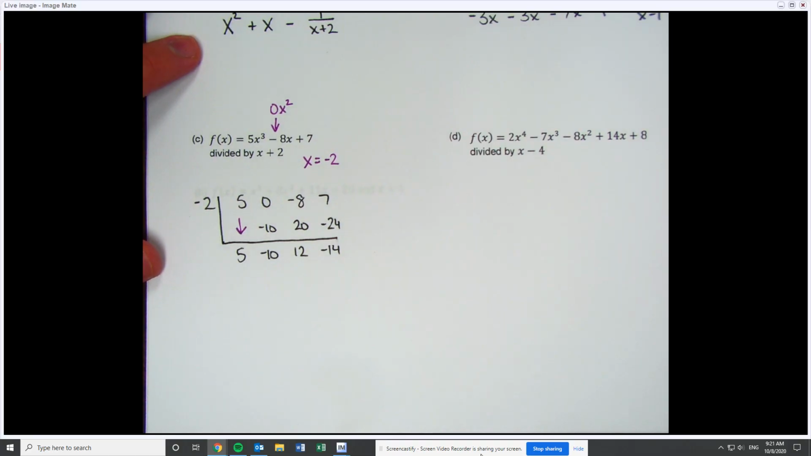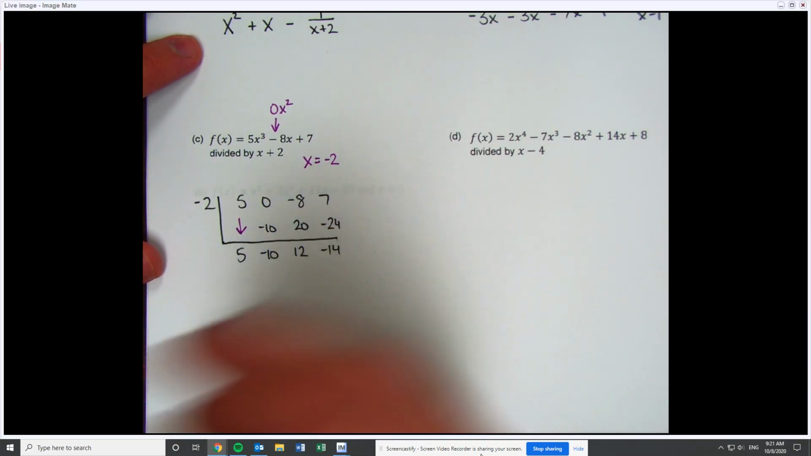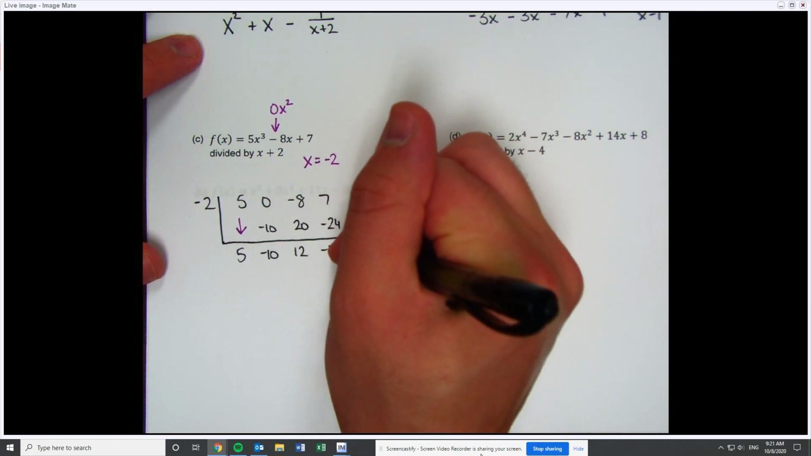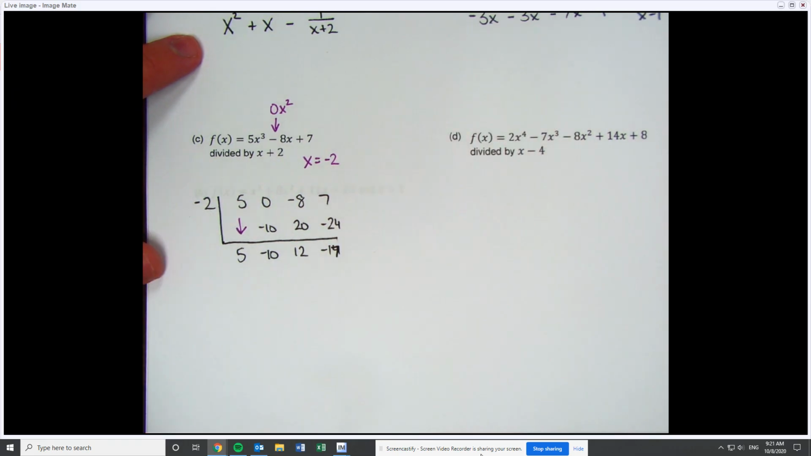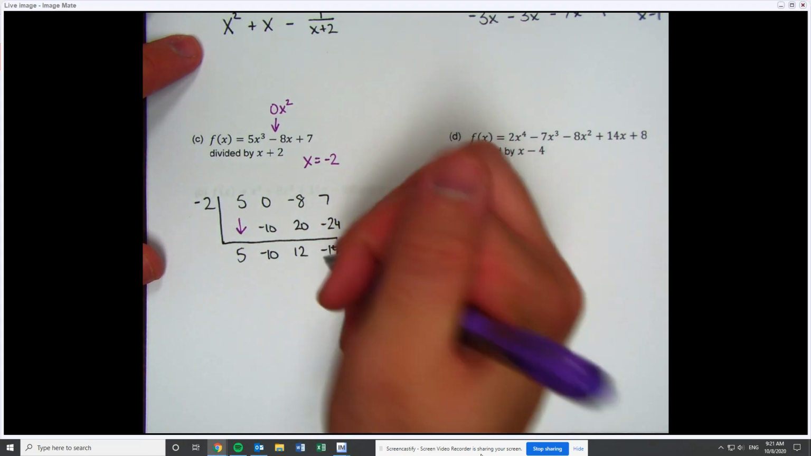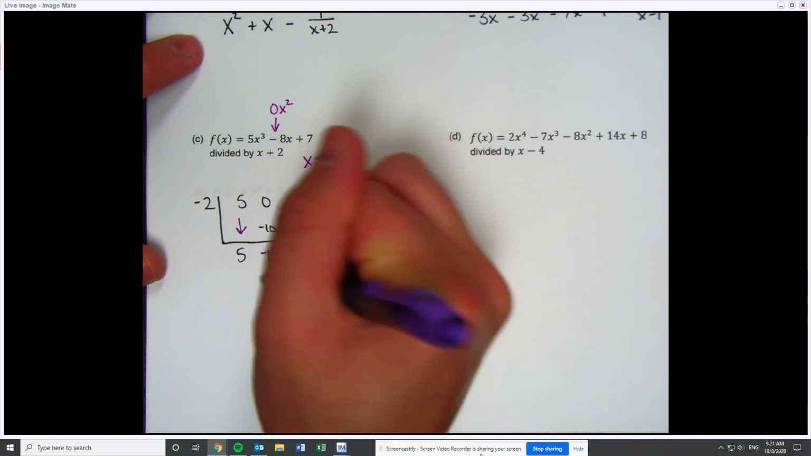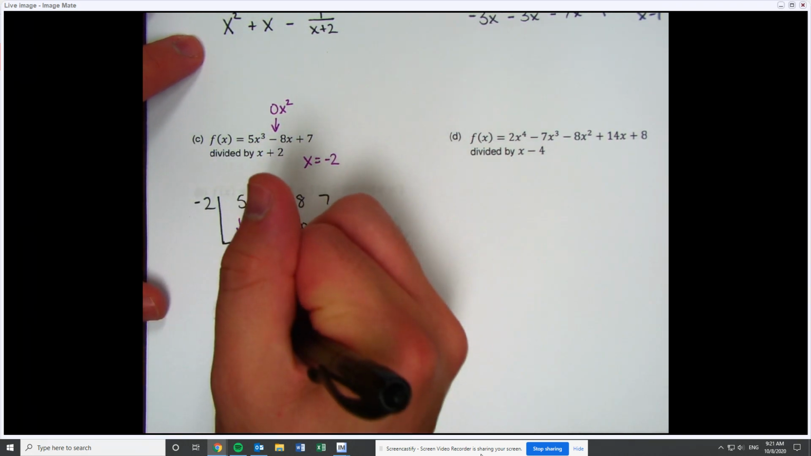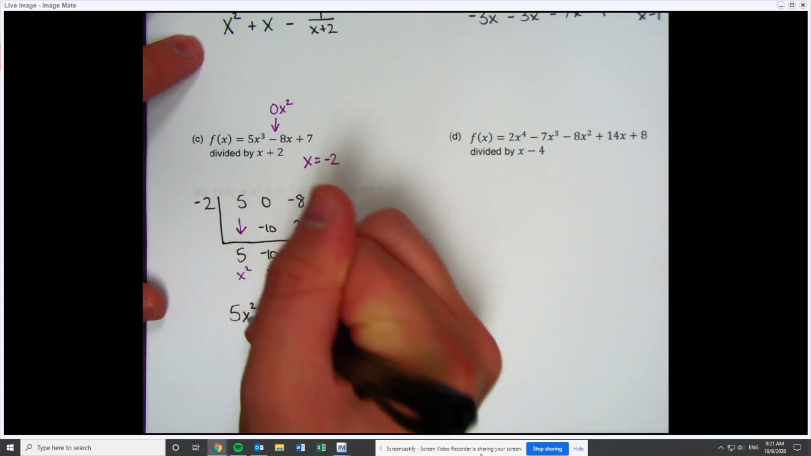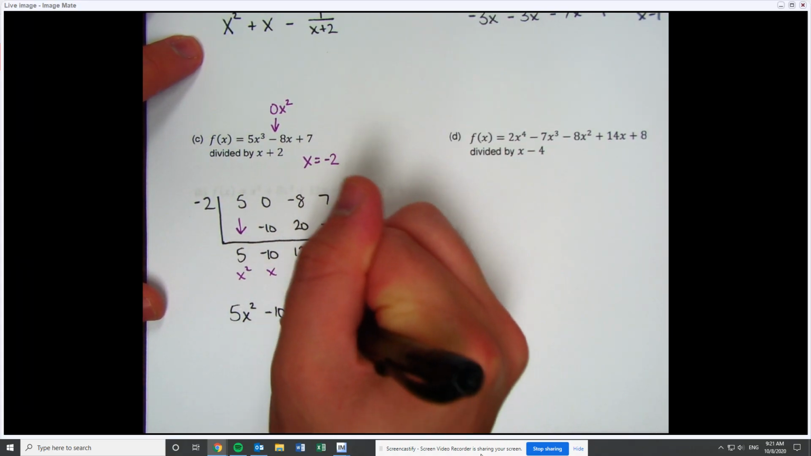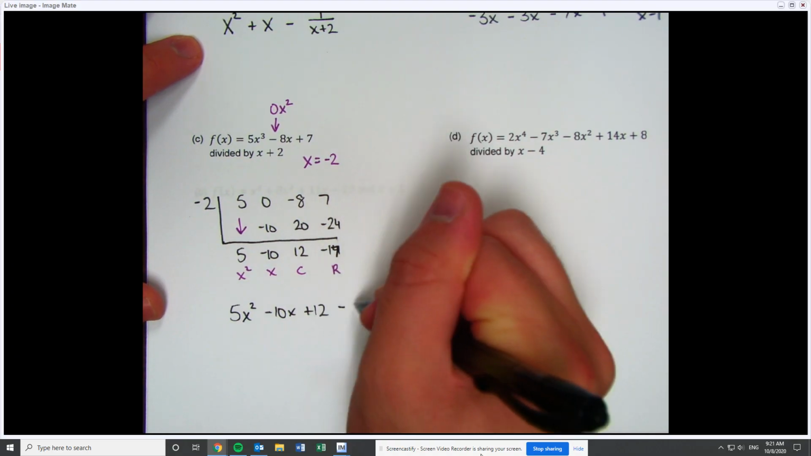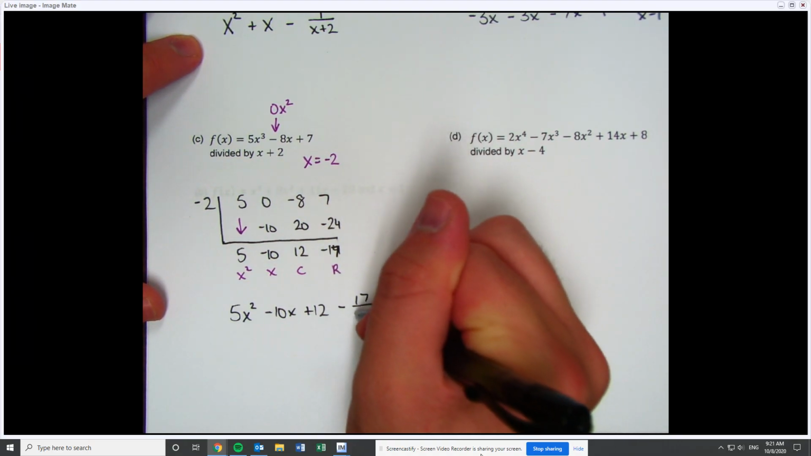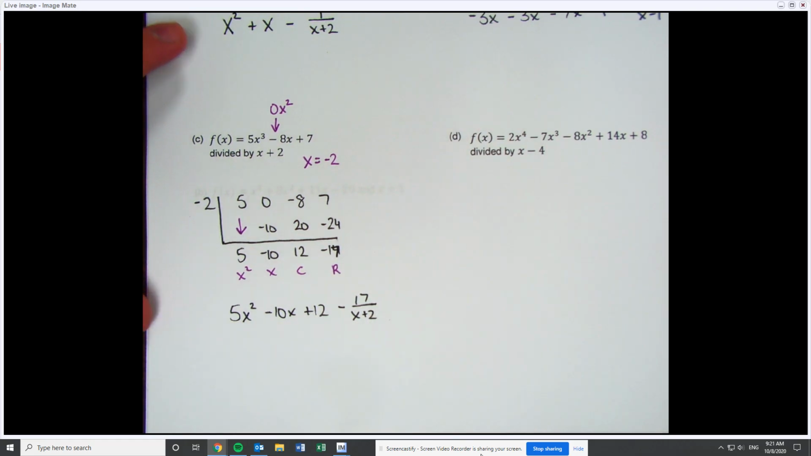Done. Nothing else to do. Not -14, that's -17. My bad, I can do math. Yeah, 17. So that's going to be r, c, x squared. So my final answer is 5x squared minus 10x plus 12 minus 17 over x plus 2. Got it. Nothing else to do.